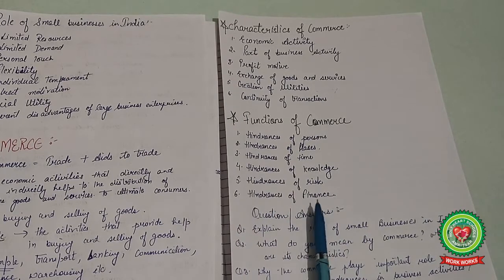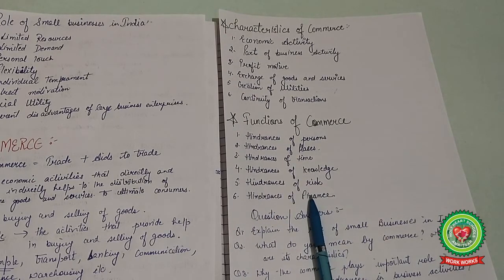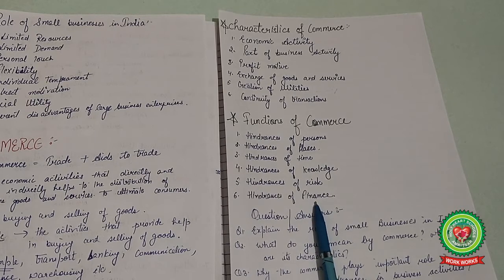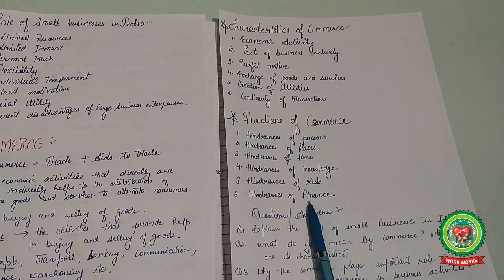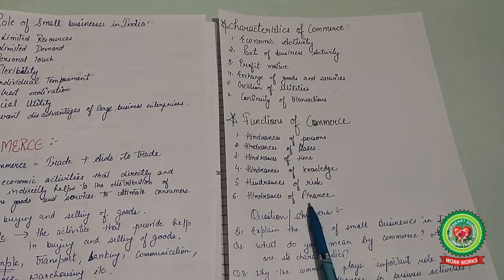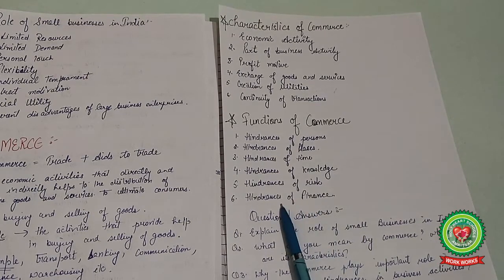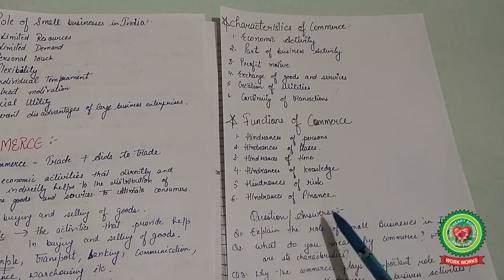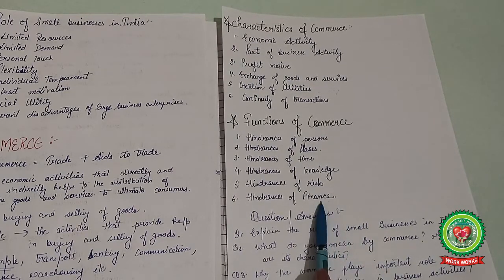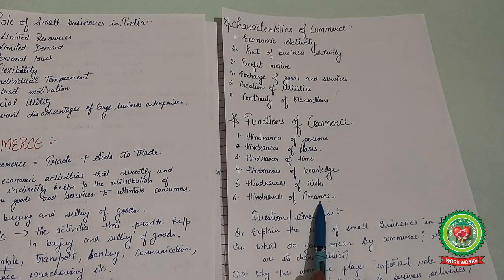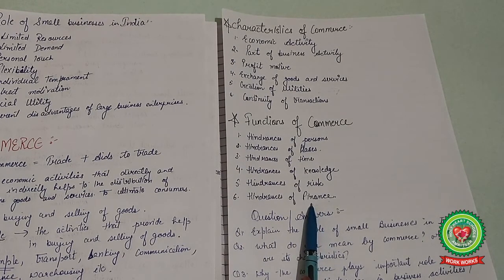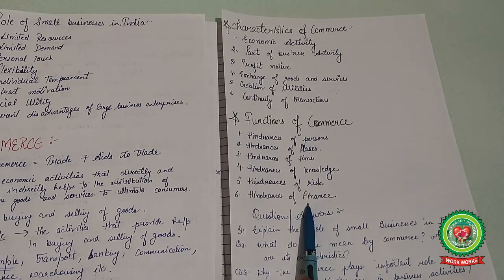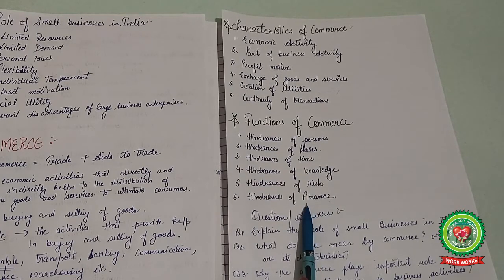Next one is the hindrance of finance. Finance includes the money that we can take from banking companies. There are various banks like Punjab National Bank, State Bank of India, HDFC Bank, ICICI Bank. These banks provide finance to various customers so that they can get raw material, produce the goods and then sell them to the ultimate customers, and then the customers can consume them and the producer can get the money back from those customers. This hindrance of finance is removed by the banking facility.